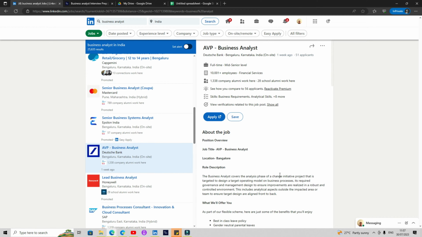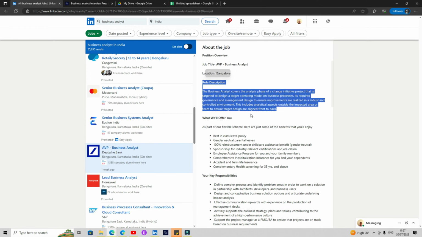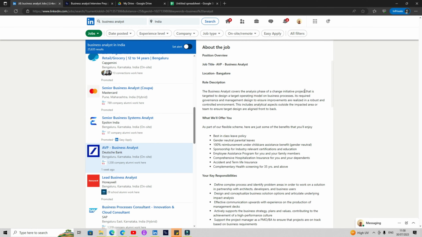For example, if I just talk about this job, you look at this AVP role with Deutsche Bank based out of Bangalore. Here, if you look at the role description, it says that you are going to participate in change initiative projects and design a target operating model on business processes, and then the rest of the details around how you should contribute to governance and improvements.